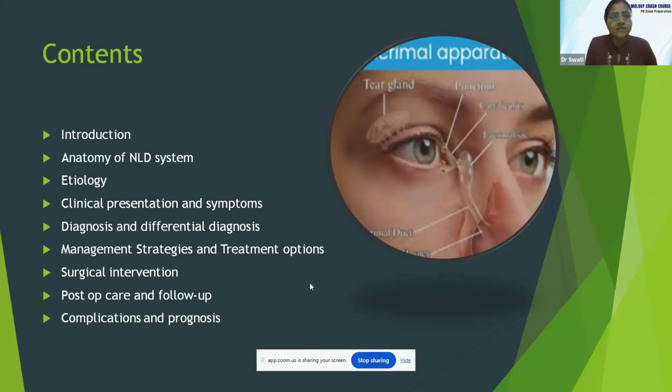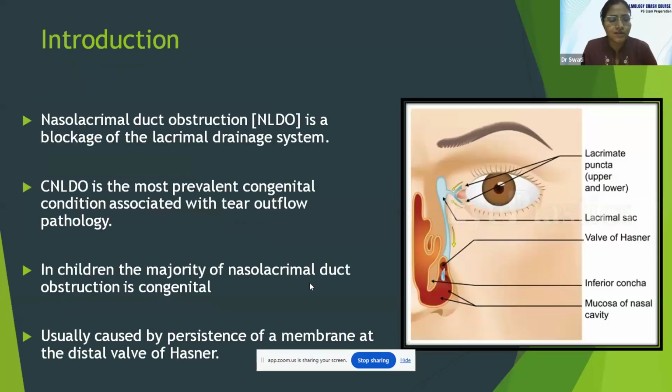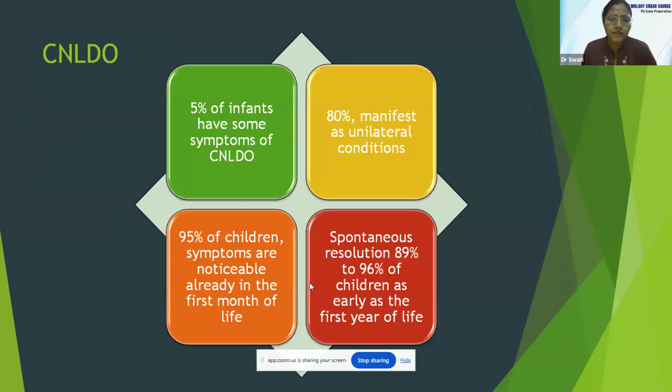So I would be taking this topic in these contents. To introduce, congenital nasolacrimal duct obstruction is essentially the blockage of the lacrimal drainage system. In children, the majority of these obstructions are congenital and usually caused by persistence of a membrane at the distal valve of Hasner. 5% of infants have these symptoms of CNLDO, and 80% have unilateral manifestation. In around 95% of these children the symptoms are noticeable as early as the first month of life, and spontaneous resolution is noted in as high as 96% of children in the first year of life.